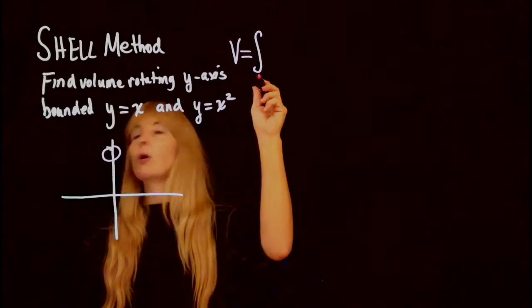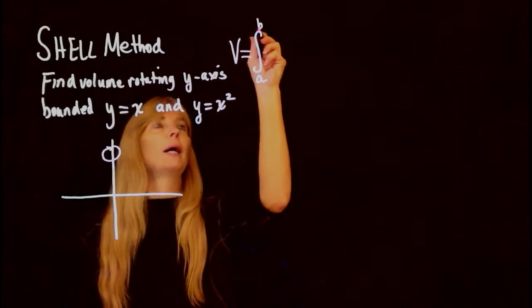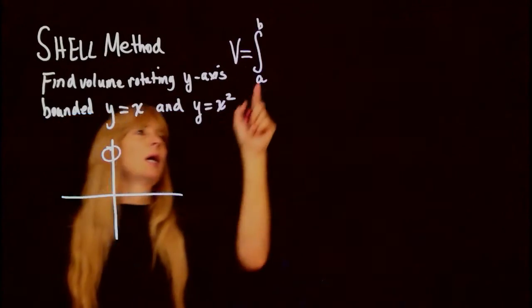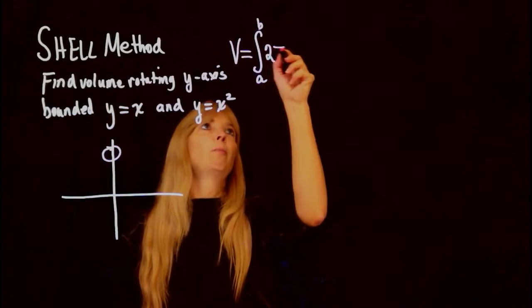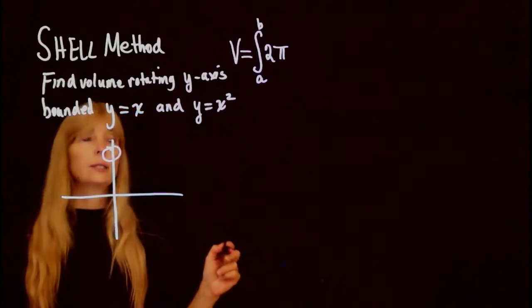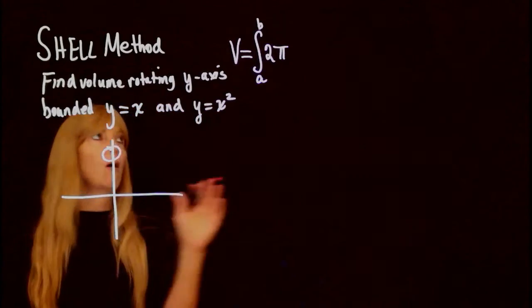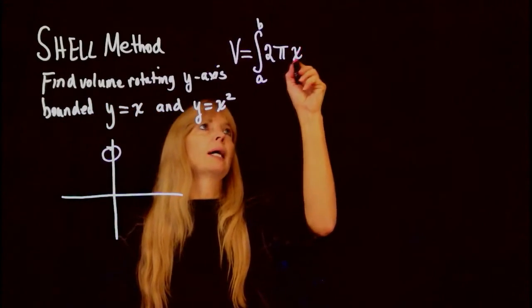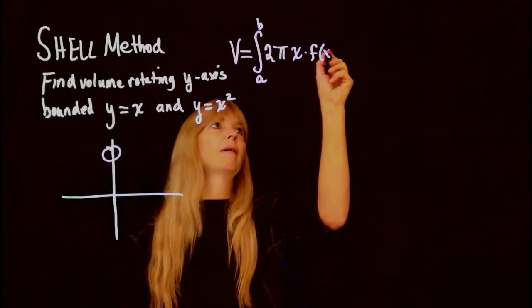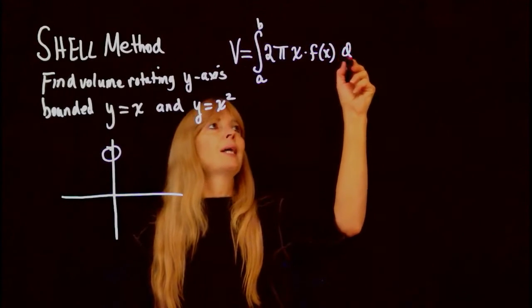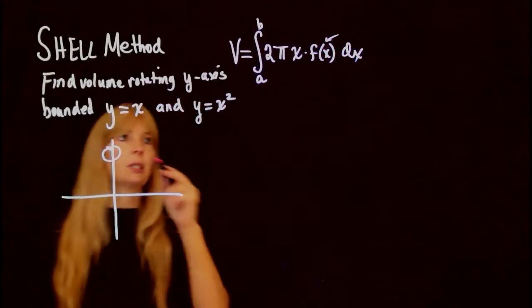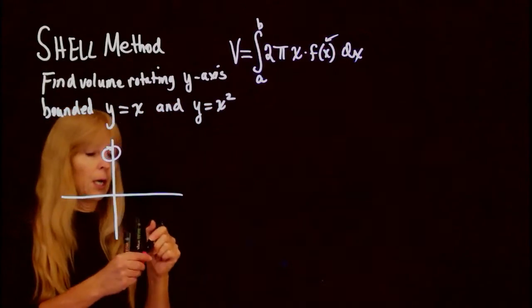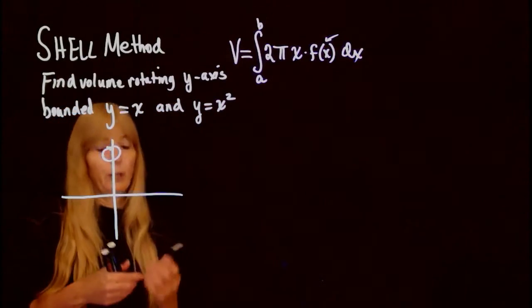My limits are going to be my limits of my x values, and then 2 pi times my radius, which you're going to see when I draw this, but it's going to be x, and then times my function. The only time this really changes is if you have two functions like this, and I have to get the difference between the functions.